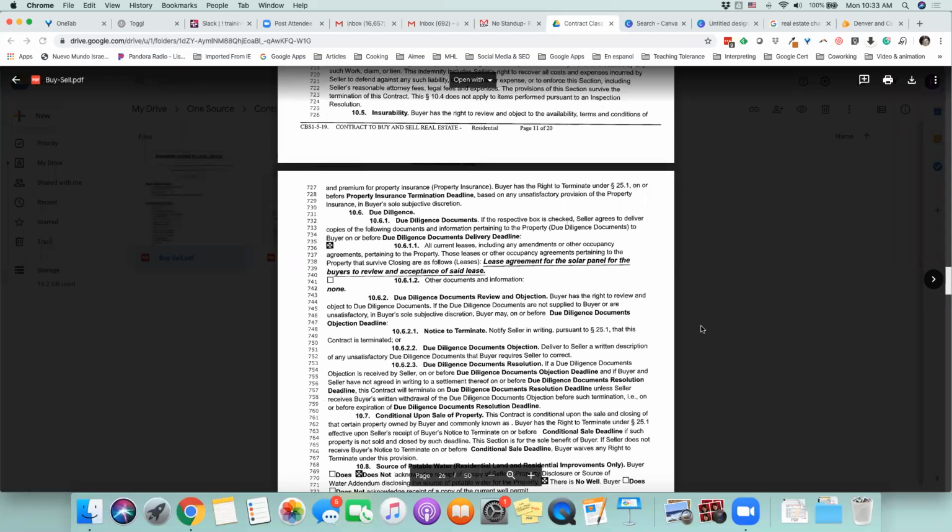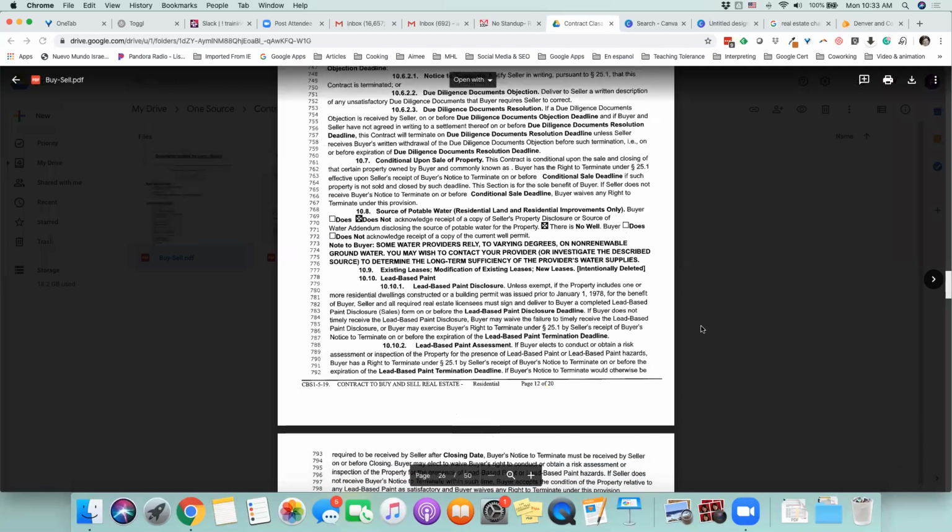10.7 is conditional sale. Now this, if you write your offer that says, "Hey, I have a house that's going to close on this day, it's under contract, past all the dates," then when we talk about deadlines next week, I'll tell you what to put in there. But it does say sold and closed, so you have to put this deadline prior to the date on the other contract. Source of water. Do you have a copy of the source of water at the time of this offer? You don't, but it's coming. No, I don't have a well.